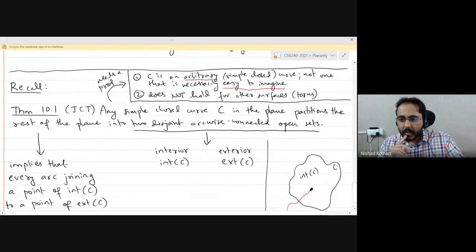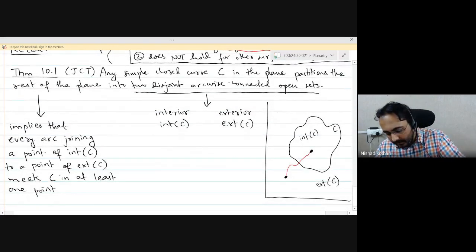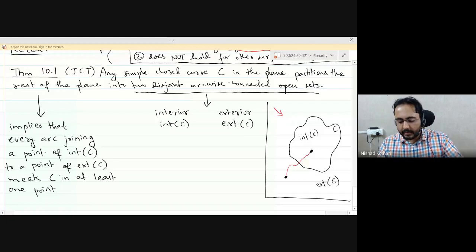Good. So let's go quickly back to the Jordan curve theorem. So one way to remember it, it's basically this drawing, right? You draw any simple closed curve, it breaks the rest of the plane into two regions.